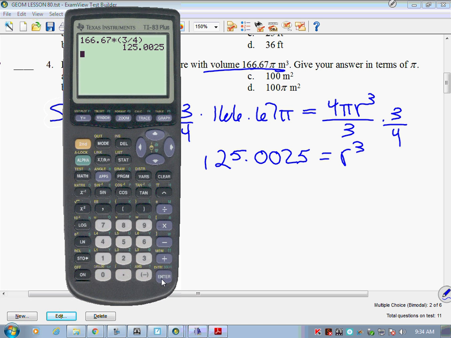What do I want to do with 125.0025? Cube root it. Okay, this is approximately 125. Does anybody know what the cube root of 125 is? 5. R equals 5, as close as we can get it, right?